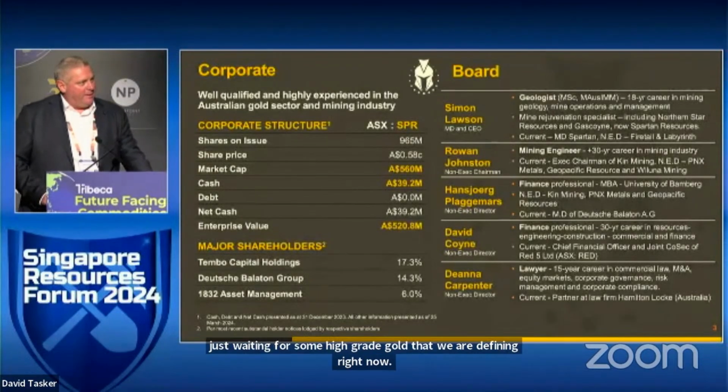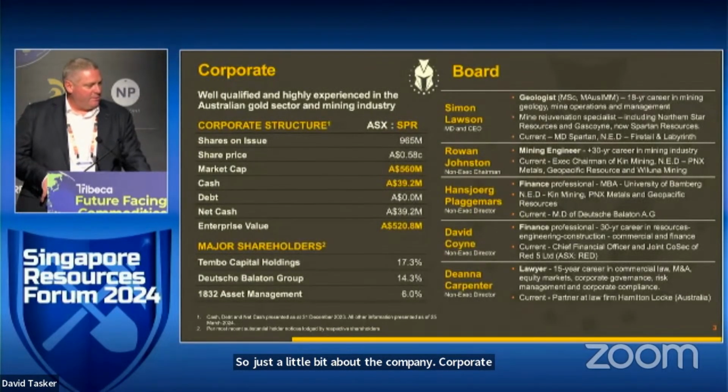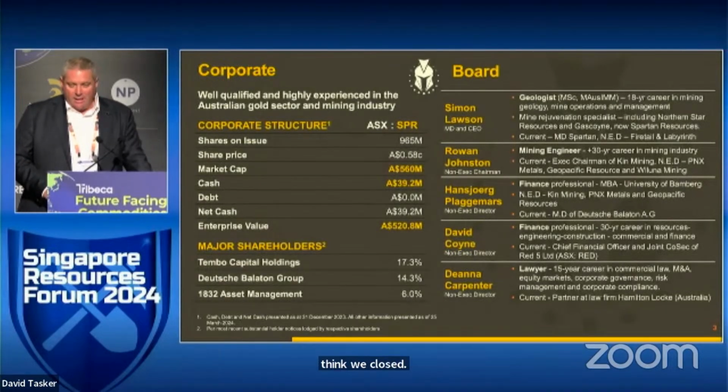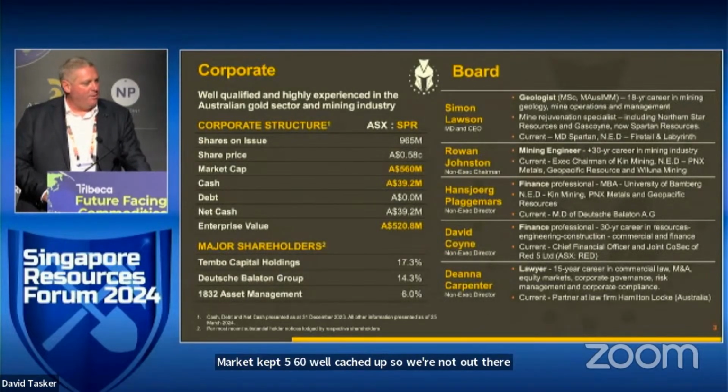So just a little bit about the company, corporate slide. 965 million shares on issue, about 58 cents today, I think we closed. Market cap 560, well cashed up, so we're not out there looking for money at the moment. We are very busy.